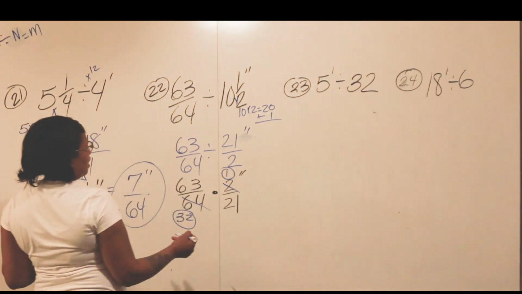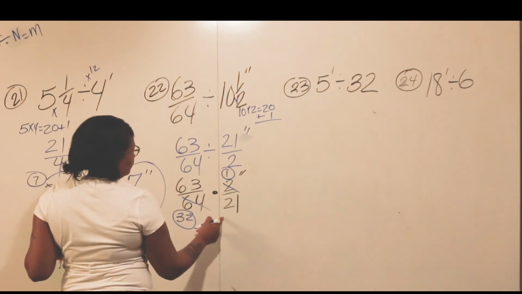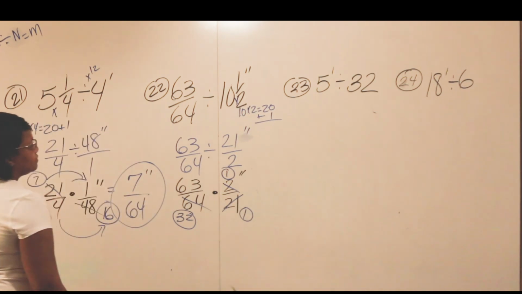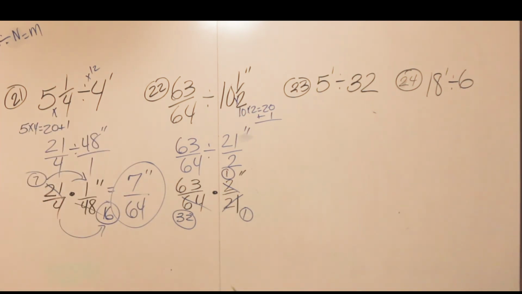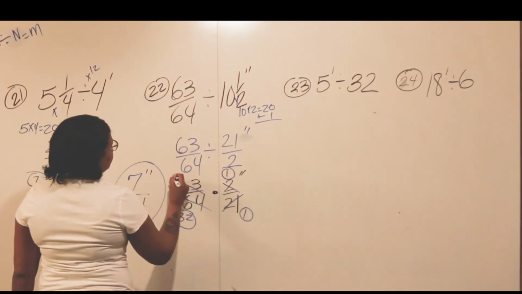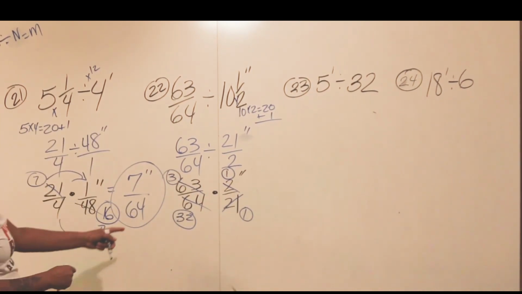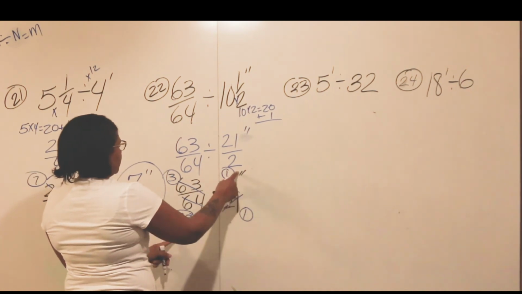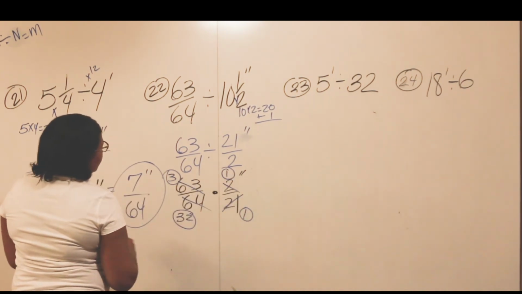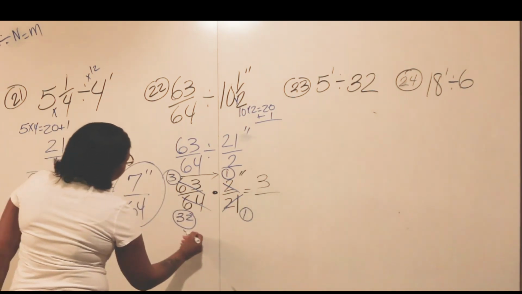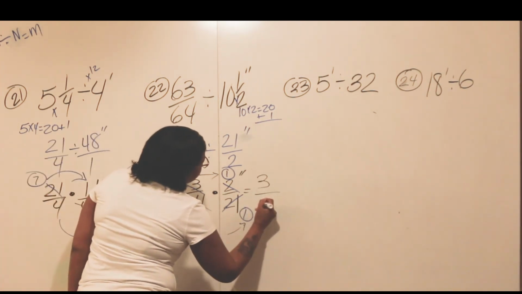We don't have to, but we are. So 21 goes into itself 1 time, and it goes into 63 3 times. So we can't cross reduce anymore. So now we have 3 and 1, or 1 and 32. Now we multiply numerator times numerator. 3 times 1 is 3, and then 32 times 1 is 32.